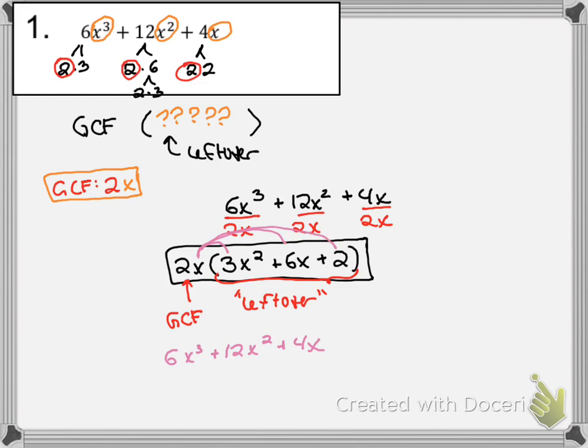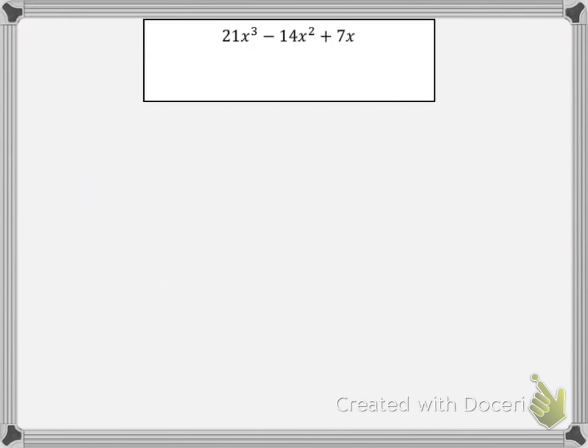Let's do another problem. This time we have 21x cubed plus 14x squared plus 7x. This time I want to write it out a little bit differently. 21, as you know, is 7 times 3. This is 7 times 2. So I'm going to write it out like this. I have 7 times 3 times x times x times x plus 7 times 2 times x times x plus 7 times x. Let's go through and circle what we have in common.